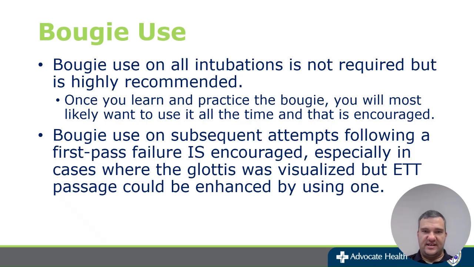After a first pass failure, it is highly recommended to use it as kind of a backup plan if you didn't use it in the first place. Now, if the first attempt failed because there was vomit and you suction the vomit and now you're good to go, you don't necessarily need to in that situation. But if it's a failed attempt because you could see the anatomy but aren't able to pass the ET tube, the bougie would definitely likely help you in that type of situation, and it's highly encouraged that you would use it at that time.